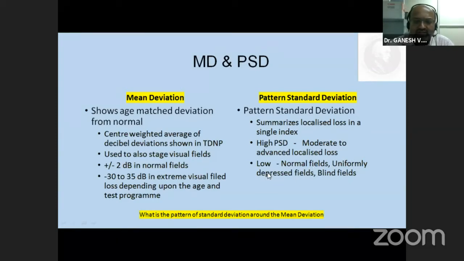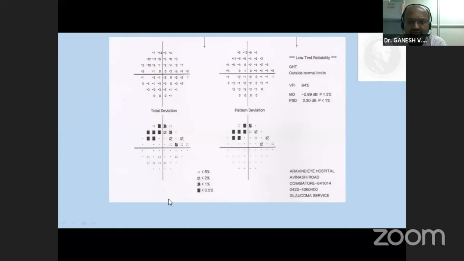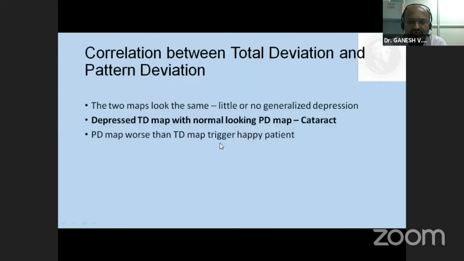So what is the relation between the two is: what is the pattern of standard deviation around the mean deviation? This is what you have to understand. You can also correlate between the two. If the two maps look alike, there is little or no generalized depression. For example, here there is no generalized depression. Both the maps look alike.